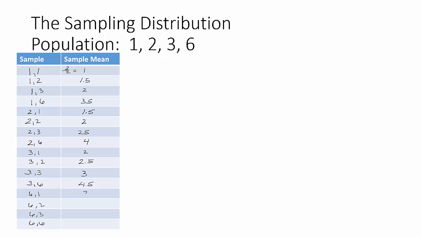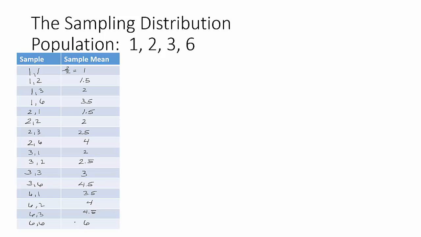7 divided by 2 is 3.5. 8 divided by 2 is 4. 9 divided by 2 is 4.5. And 12 divided by 2 is 6. So this is all my possible samples and the mean of every single one of those samples.